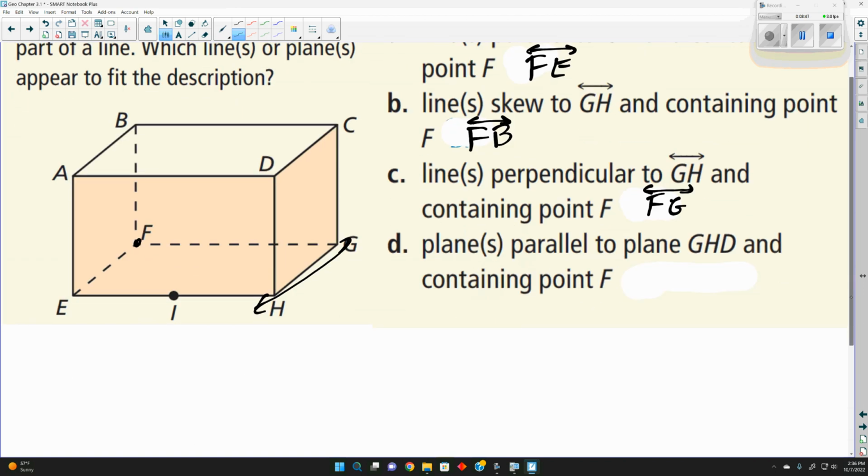And last one, planes parallel to GHD and contain F. So that would be plane... well, we're going to need F. FBA, ABF, BFA, any of these work. Questions on any of this here? We ready for the next part?